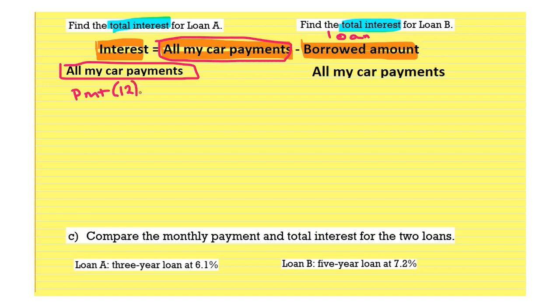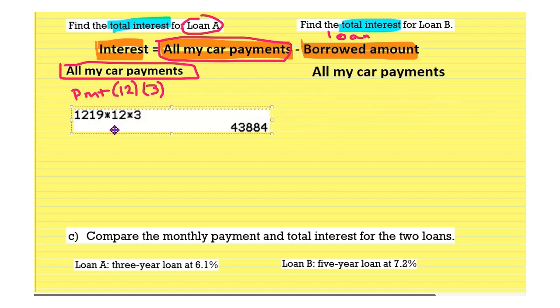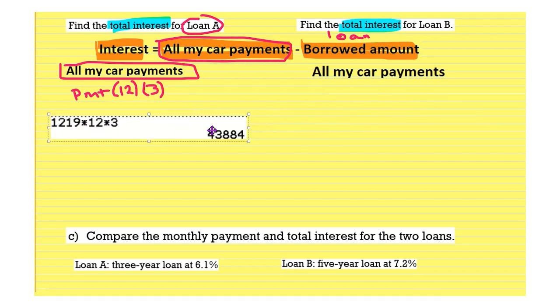And I am going to do that for how many years? Well, loan A was a 3-year loan. So we'll multiply the payment amount times 12 months times 3 years. And when I do that, I come up with all my car payments are equal to 43,884.